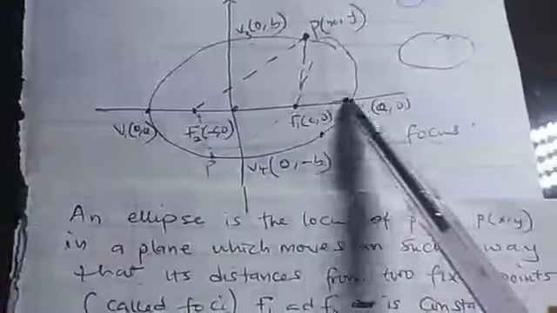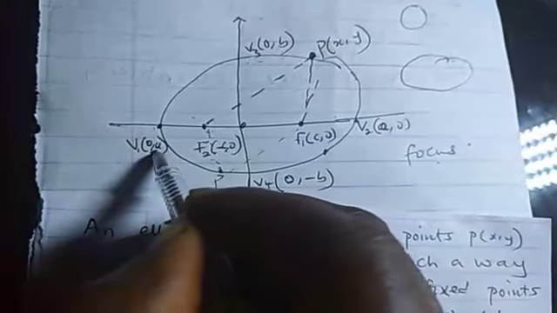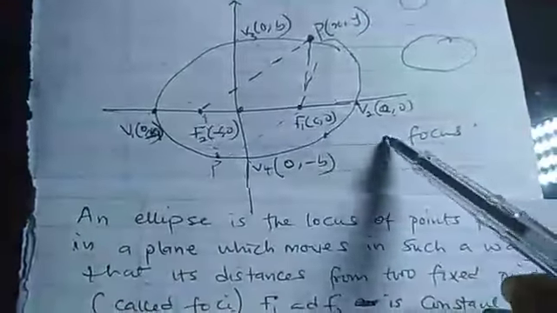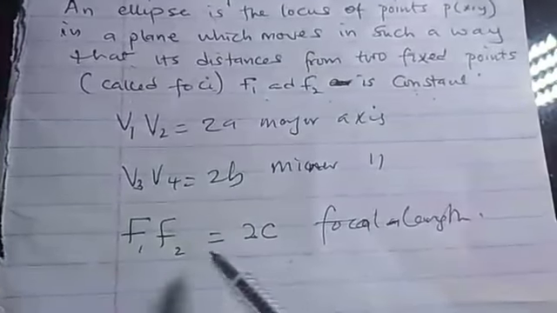So what are the things we consider inside the ellipse? We consider what we call the major axis. This long one is the major axis. This is A, this is another A, and this is minus A. This one is the minor axis. An ordinary A is the semi-major axis, and this is the semi-minor axis. Also, F1 and F2 give the focal length.